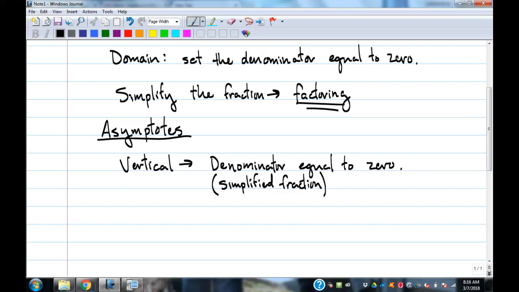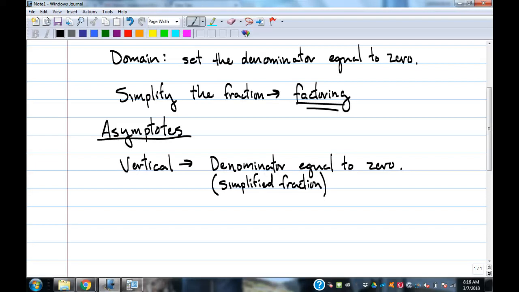So you're going to kill two birds with one stone. When you find that domain, you're going to have the factored form. You're going to already have your equations for vertical asymptotes. You've just got to look and see which one gets canceled out, if any of them do. They don't always cancel. Sometimes they do, sometimes they don't.